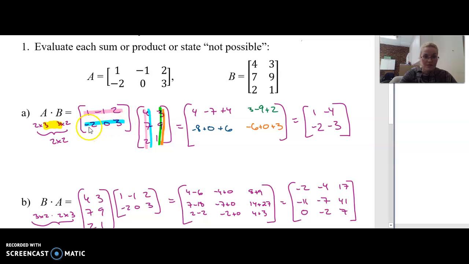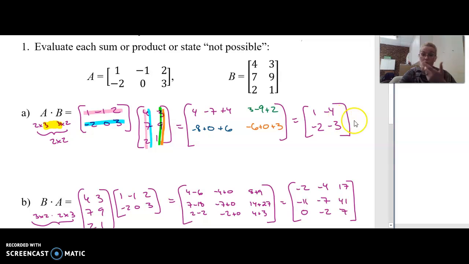Negative 2, 0, 3, second row times first column is going to be my second row, first column entry in my product matrix. Negative 2 times 4 is negative 8, 0 times anything is 0, 3 times 2 is 6, and that adds up to negative 2. And then last but not least, negative 2 times 3 is negative 6, 0 times 9 is 0, 3 times 1 is 3, that adds up to negative 3.